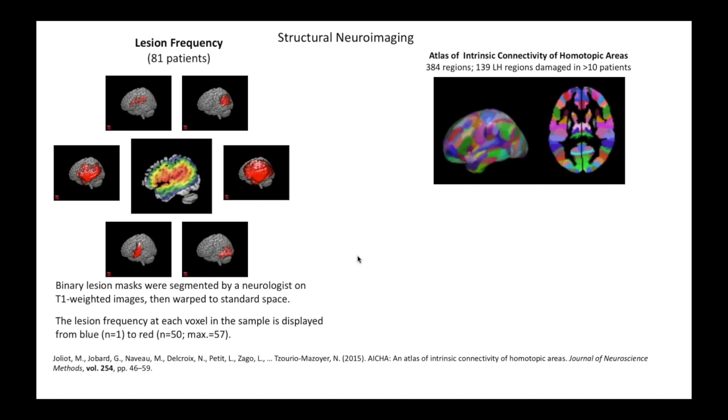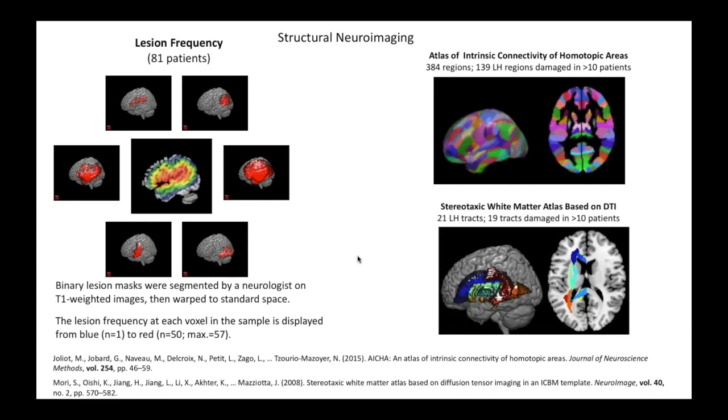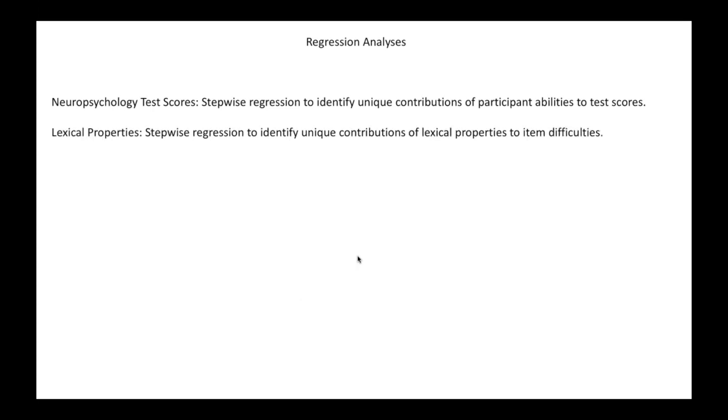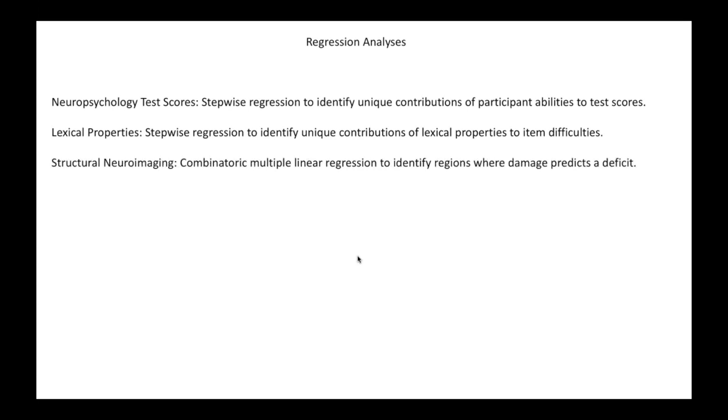regions were damaged in at least 10 patients, greater than 10 patients. And so in each of these regions, we have some amount of lesion volume. And we also look at white matter tracts as well. And then we're gonna do regression analyses to look at the relationships between MPT parameters, model parameters, and these other measures. So for neuropsychology test scores, we're gonna look at stepwise regression to identify unique contributions of the abilities to test scores, lexical properties. We're gonna look at unique contributions of lexical properties to item difficulties that are estimated from the MPT or the network.